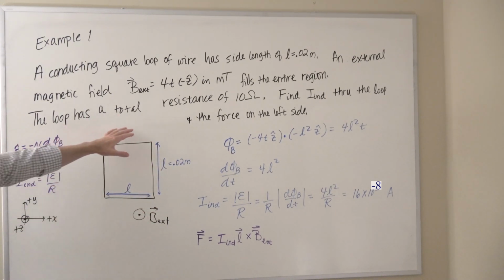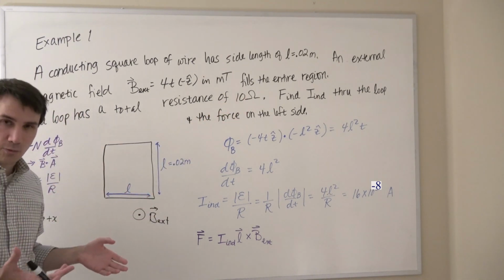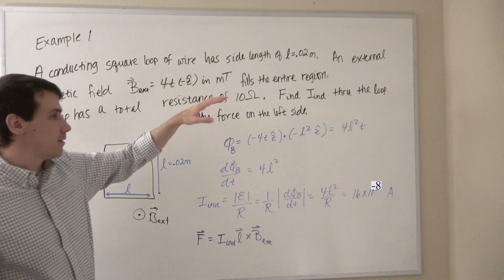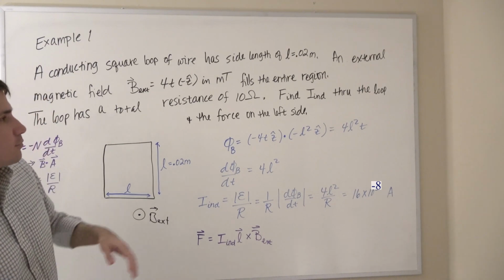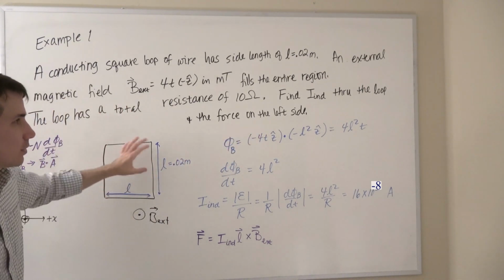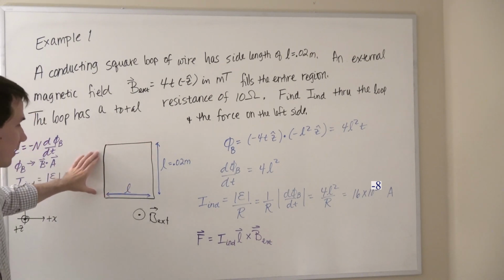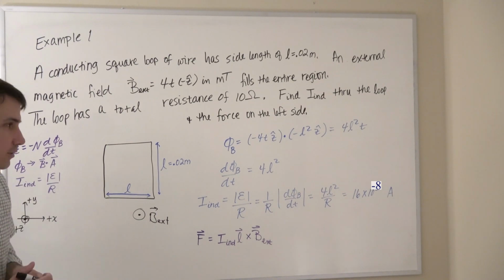The loop has a total resistance of 10 ohms. So this wire is not a terribly good conductor, and so it has a resistance of 10 ohms. The goal of this problem is to find the induced current within the loop and the force that the left side of the loop feels as this magnetic field increases.